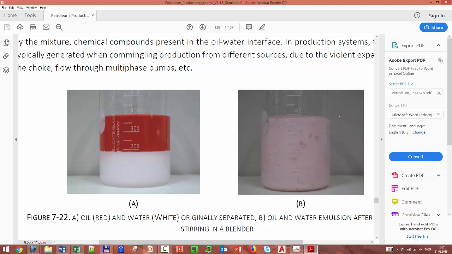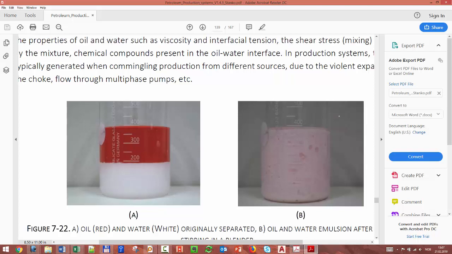So in our production system, we have all of this shear. The blending is like a shear effect. We have shear when we go from the formation to the bottom of the well, when we go through a pump, when we go through a choke, we have a lot of shear. So that shear causes the dispersion to become like an emulsion, like what we have here.